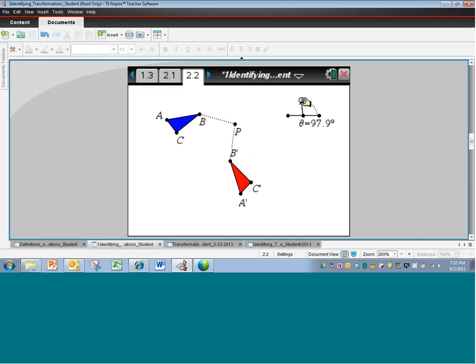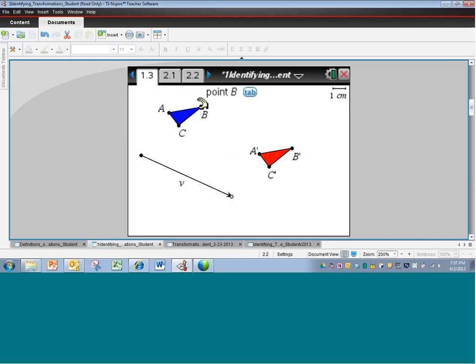Now, Bill, if you went back to the translation, let's ask that same question. Is a segment and its image parallel? Is it always parallel? And we ask the question, are there any fixed points? So now you're starting to see properties of a translation and properties of a rotation that are going to help us identify it when we observe it in the future.